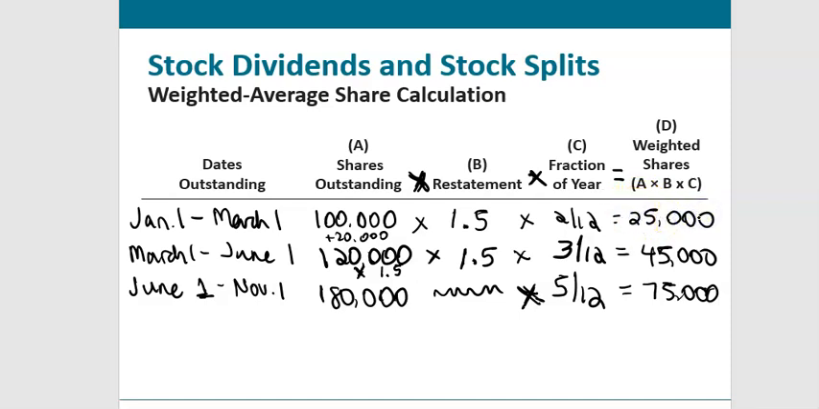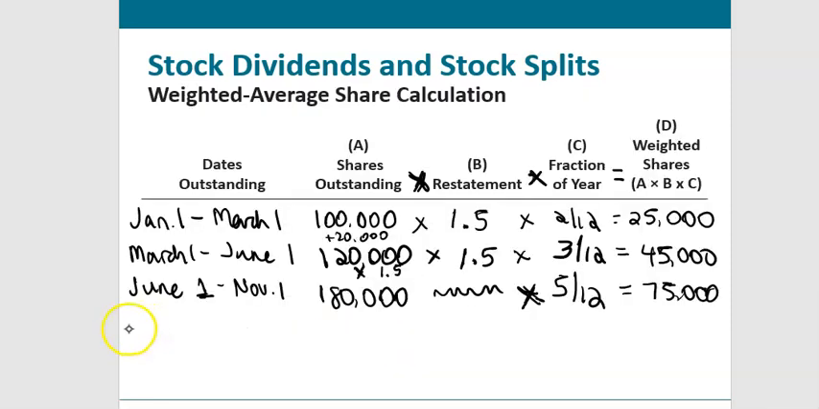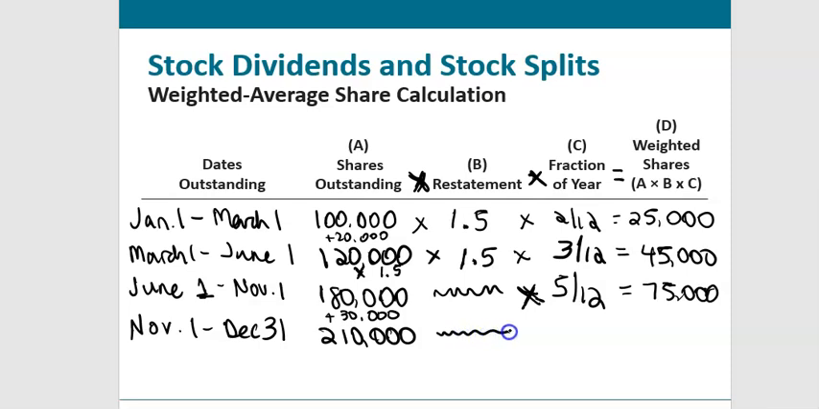But there's one more event. On November 1st, the company issues an additional 30,000 shares. So from November 1st through December 31st, the company has 210,000 shares outstanding. There's no restatement here. These are post-split or post-stock dividend shares. And this is outstanding for November and December, 2 out of 12 as my fraction of the year. This works out to be 35,000.